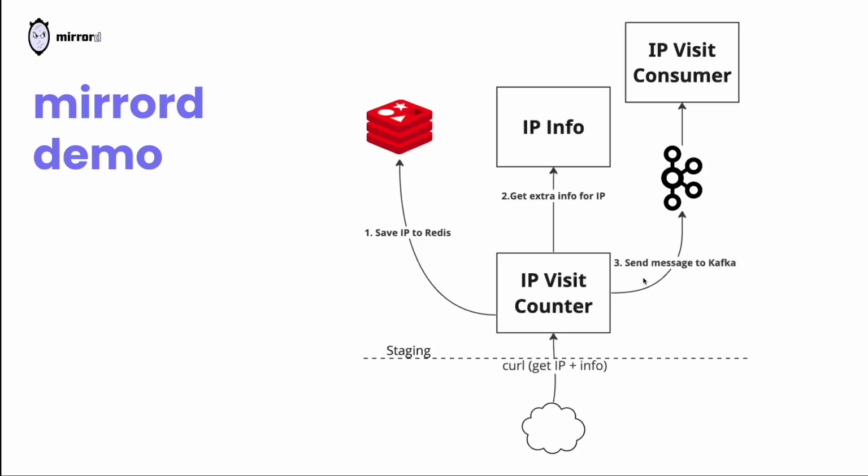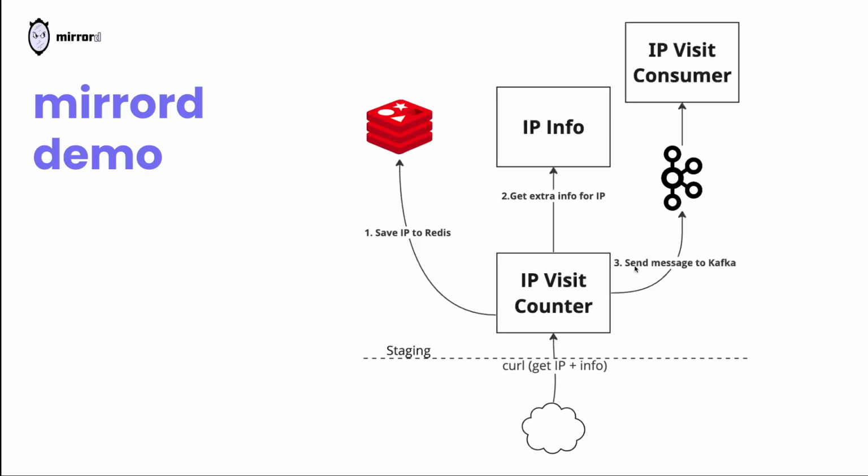The way this application works is that you have the IP visit counter service, which when it receives a request, saves the IP to Redis so that it can keep track of how many times a request has been sent from that particular IP. And then it gets some extra information about the IP using the IP info service. So it gets the name of the sender from the IP info. And then finally, it sends the message to Kafka where it is consumed by an IP visit consumer, which just prints out a log message which you could use for telemetry purposes.